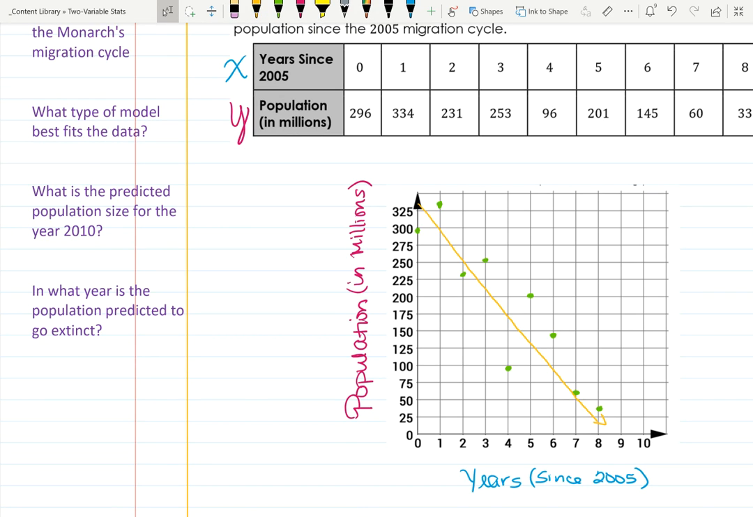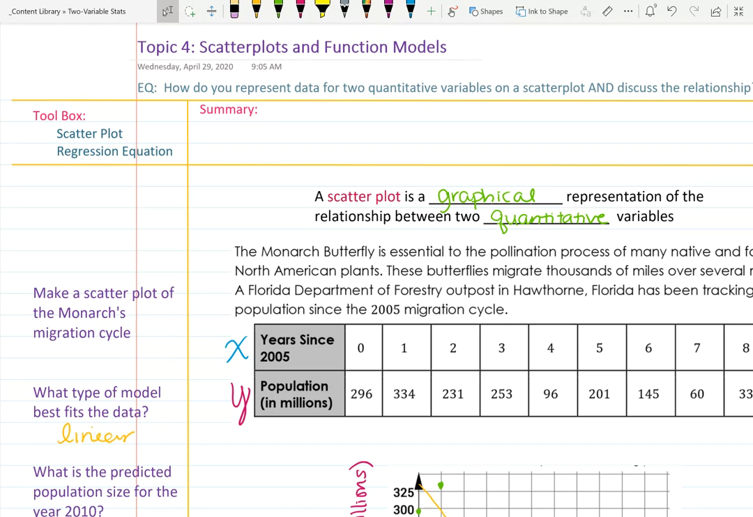So what type of model? Linear. What is the predicted population size for 2010? So years, now this is where you have got to make sure you are paying attention to your labels. Years since 2005. Well, since 2005, what year is 2010? So 2010, 5 years later. So an actual, it was about 200 million, but if I'm looking at my trend line, it's telling me, I don't know, 130, 135 million. But to have a true prediction, what we do is we use this data to try and write, and if you come back up here, a regression equation.